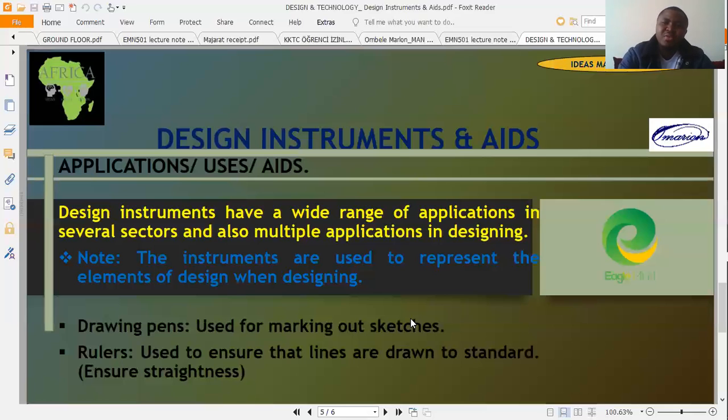That's basically our goal for hosting this session on design instruments and aids. And we believe that if you can be able to have a good mastery of these, then design is going to go a long way with ease and solving problems.